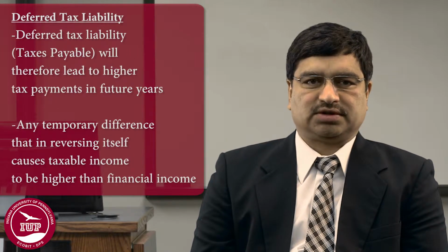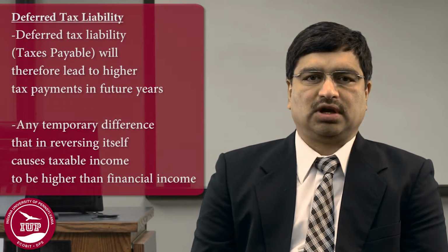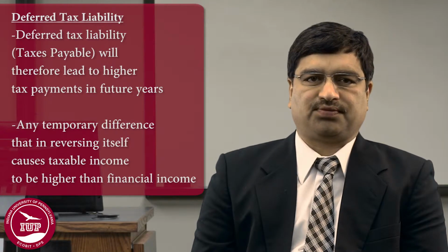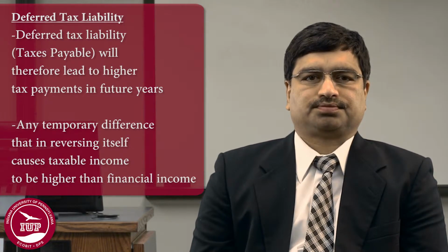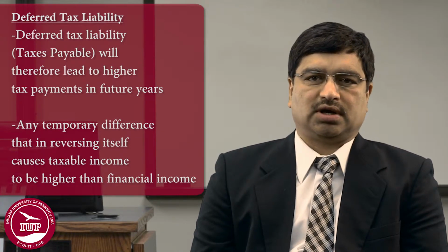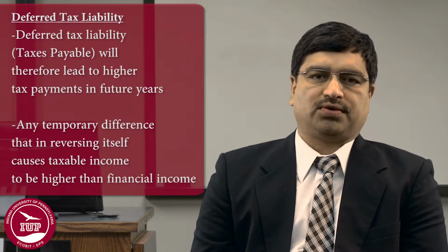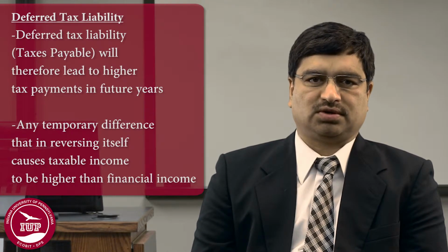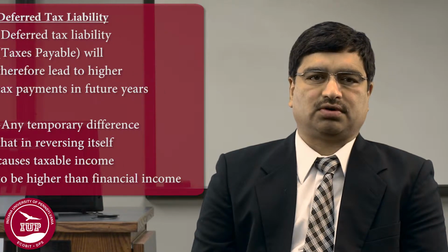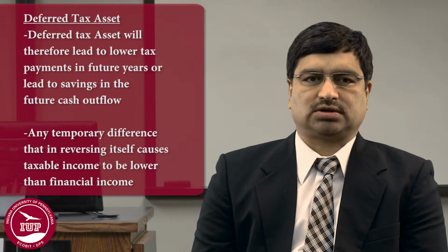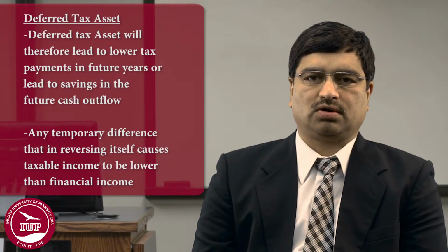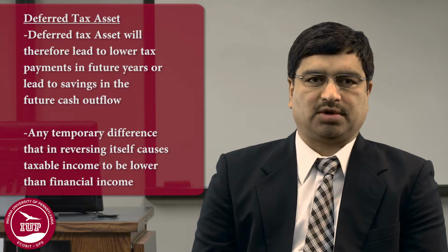When there is a difference and that difference leads to a higher tax payment in the future, that is referred to as a deferred tax liability. In case the difference will lead to a future cash flow saving due to taxes, it will be referred to as a deferred tax asset. So any temporary difference that, in reversing itself, will cause the taxable income to be lower than the financial income is primarily a deferred tax liability.